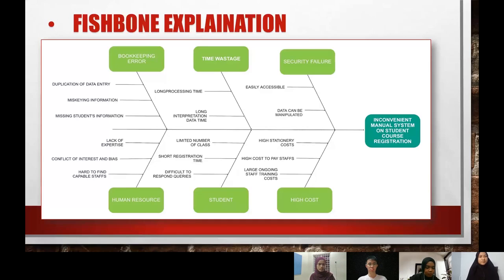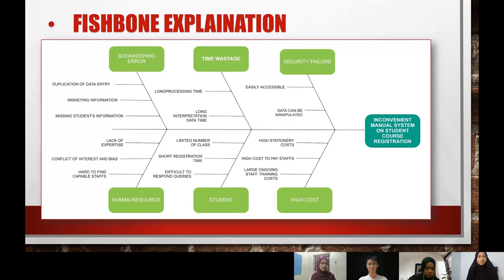The first problem is security failure. Using a manual system exposes them to high risk because some irresponsible parties take the opportunity to commit fraud. Moreover, a manual system without any password can have a negative impact because all student information can be accessed easily, and the data may be manipulated by inappropriate staff.